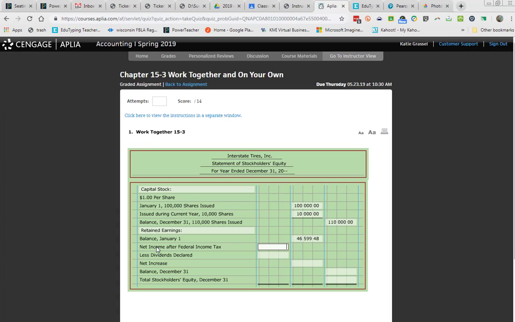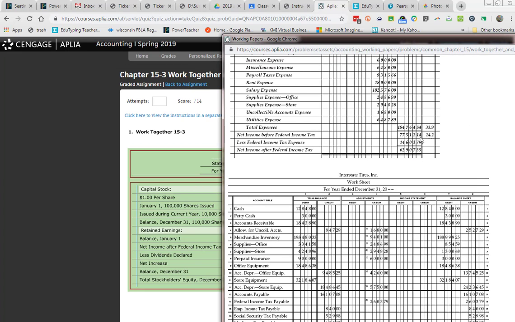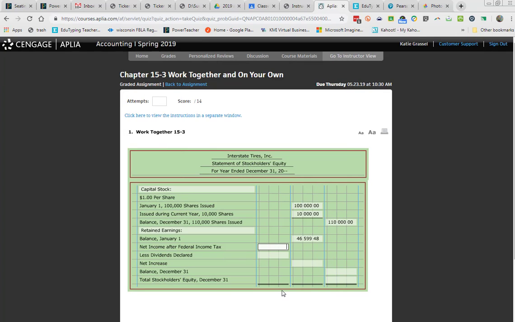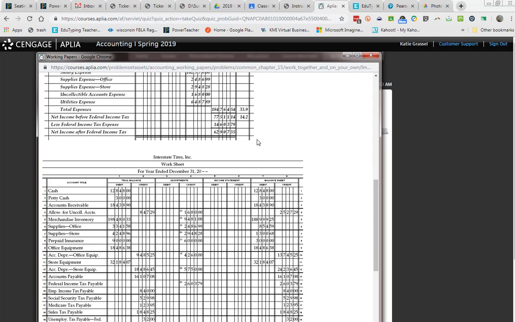Now, the next line that comes is, it says net income after federal income tax. I get that right here from my worksheet, $62,907.35. That goes in the first column because I have to do math. The next line, it says dividends declared. This one, you'll have a hard time. Now, what are dividends? Yes, exactly. So a business declares that they're going to pay money to the stockholders, and they set an amount. It doesn't have to be the whole net income. It's just going to be a portion of it. So how much did Interstate Tires say that they're going to pay to their stockholders?